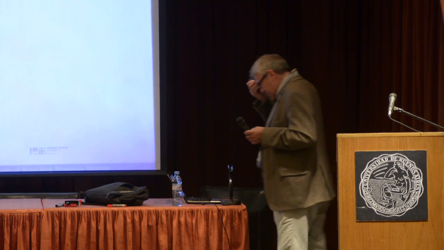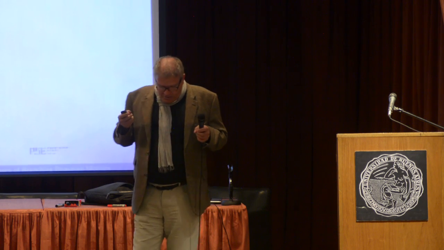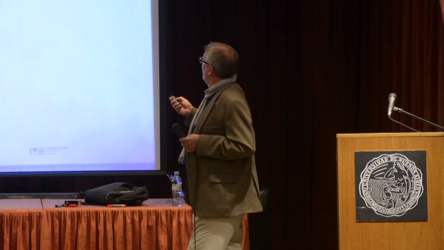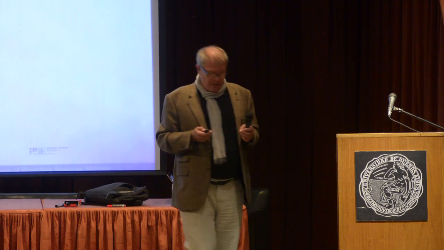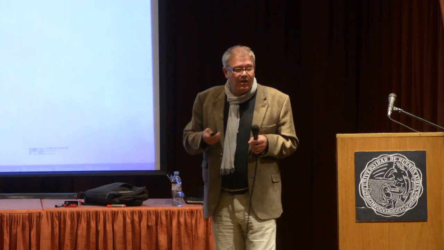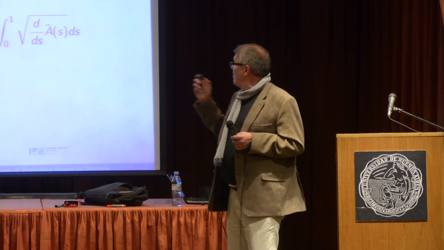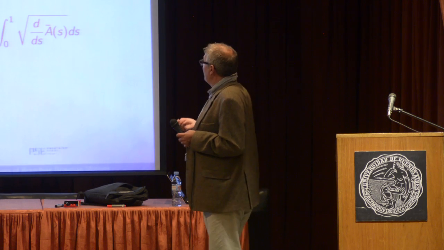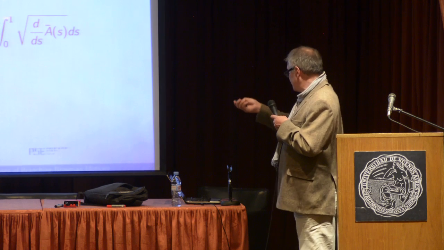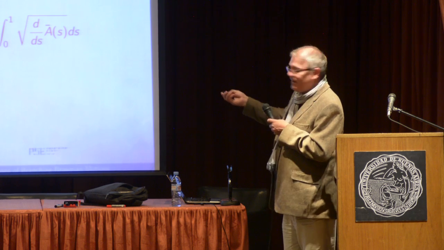So there's universality in this picture, and where we have full understanding of universality is with respect to question number 1, the law of large numbers. If you just want to know what is the order of a maximum, then there's actually a complete answer to this question, and this answer depends only on the concave hull of the function a, and it's given by this formula. You see here again the growth rate, so M_t over t converges to the square root of 2 times the growth rate of the tree, and then there's this funny function which is this integral over the derivative of a convex hull, etc.